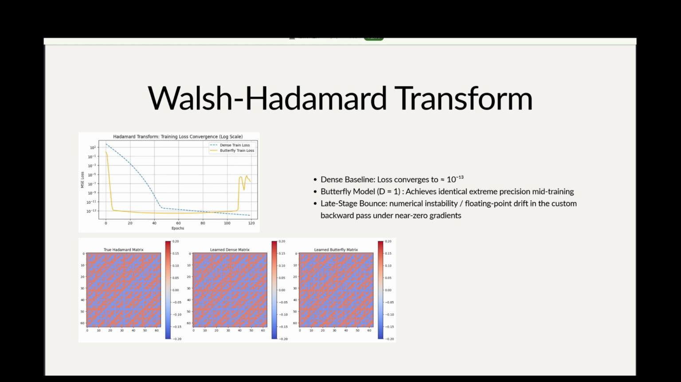As you can see, it achieves the exact same extreme precision in the middle of the training. However, there's an interesting late-stage bounce after epoch 110, where the loss suddenly goes up. This is because of numerical instability or floating point drift in our custom backward pass when the gradient becomes near zero. If you look at the heat maps below, the true Hadamard matrix, the learned dense matrix, and the learned butterfly matrix look almost identical. They all show a beautiful clear checkerboard pattern.